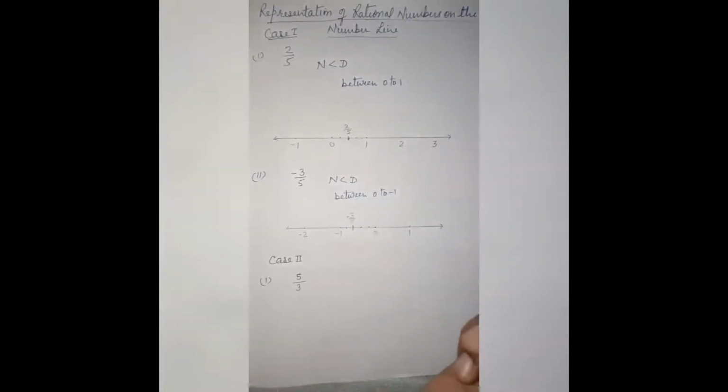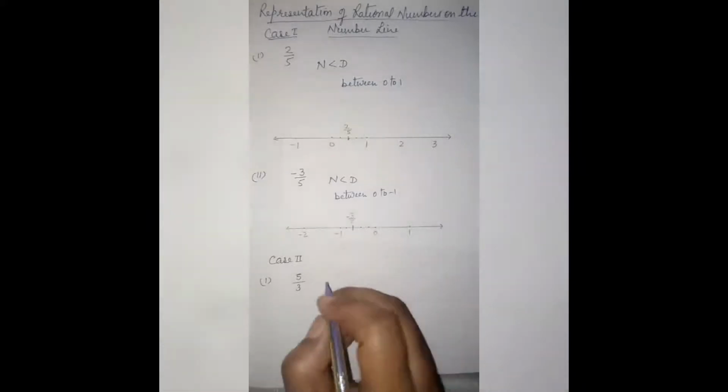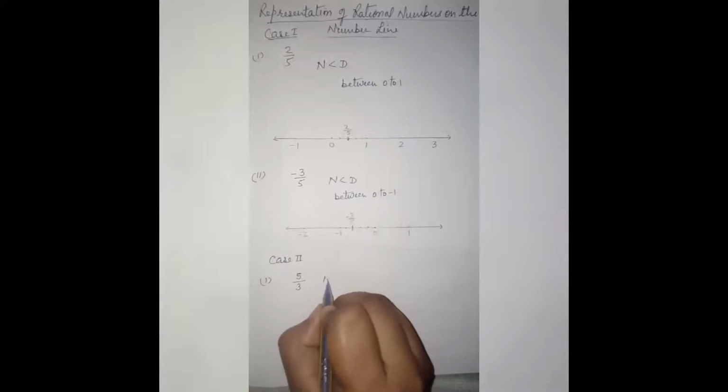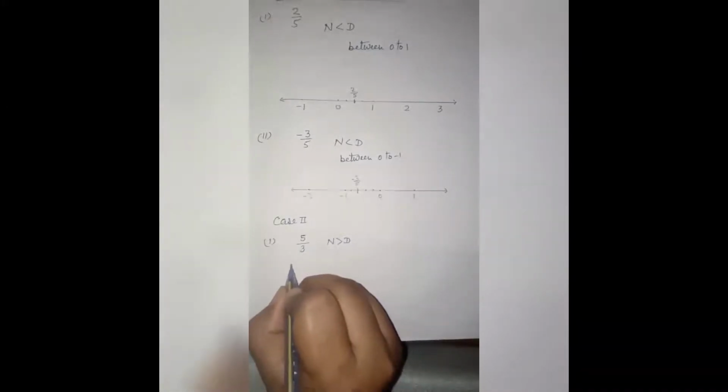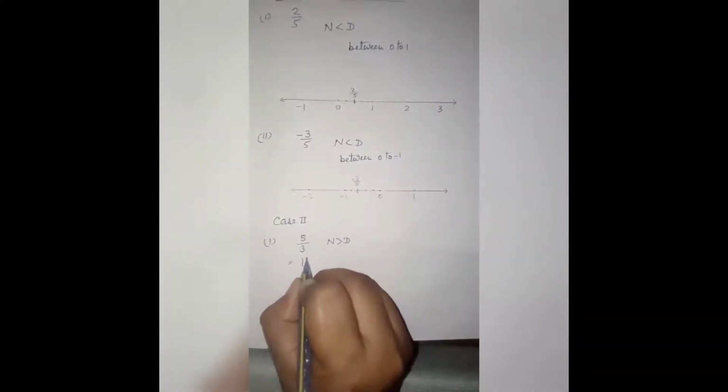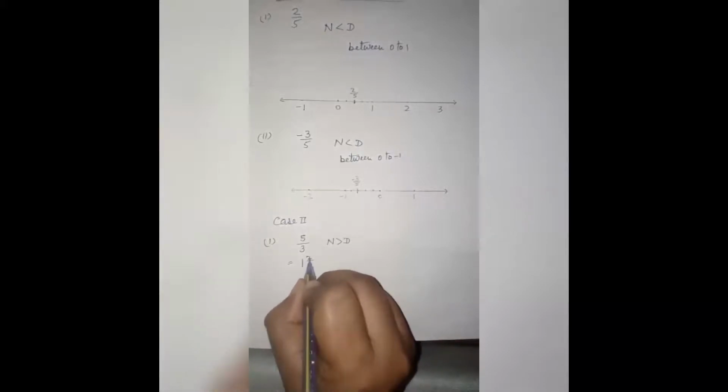If you are given in this way, what do you see here? That here the numerator is greater than the denominator. So how will you draw this? First of all, always remember, if the numerator is greater than the denominator, we will write this number as a mixed number. When you write this number as a mixed number, it will become 3 ones are 3, and 2 here and 3. It means 1 and 2 upon 3.